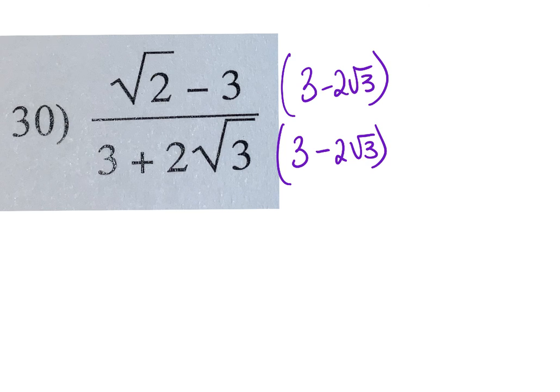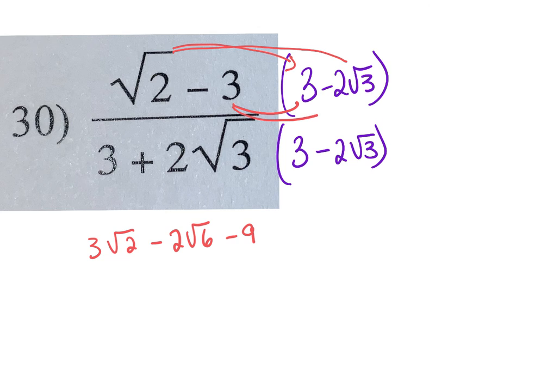All right, so we're just going to FOIL here just like we did in the section above it. So square root of 2 times 3 is just 3 square root of 2. Square root of 2 times negative 2 square root of 3 is negative 2 square root of 6. Negative 3 times 3 is negative 9. And then negative 3 times negative 2 square root of 3 is positive 6 square root of 3.